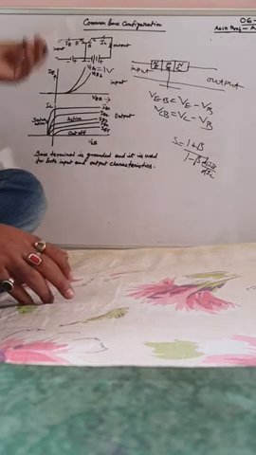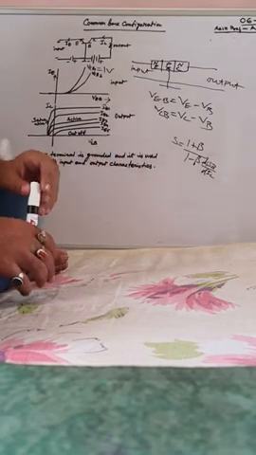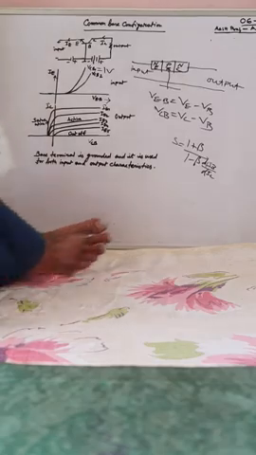Now you can remember this circuit to design a common base amplifier. This is your common base configuration.